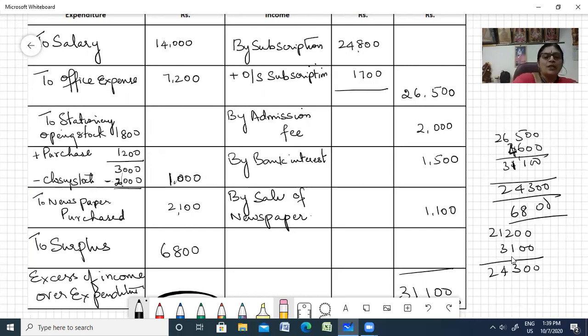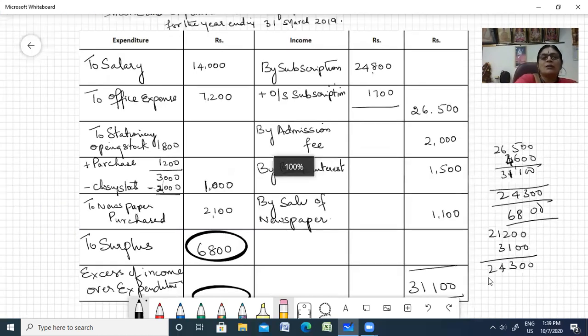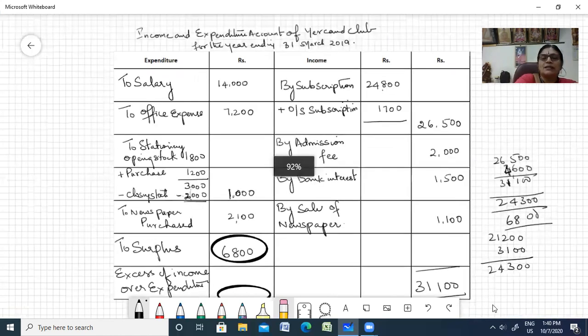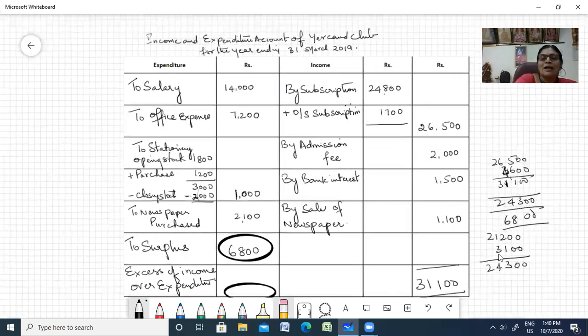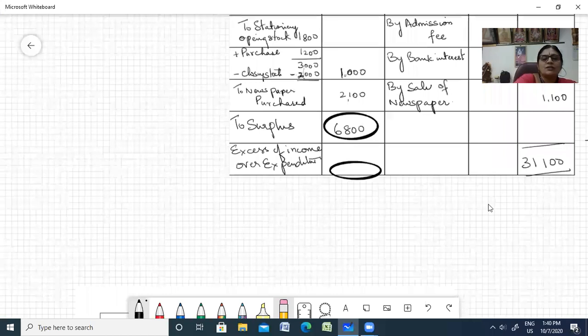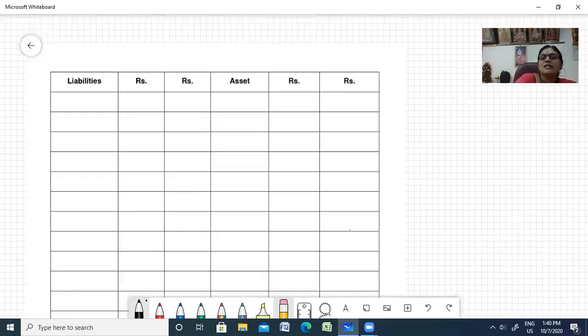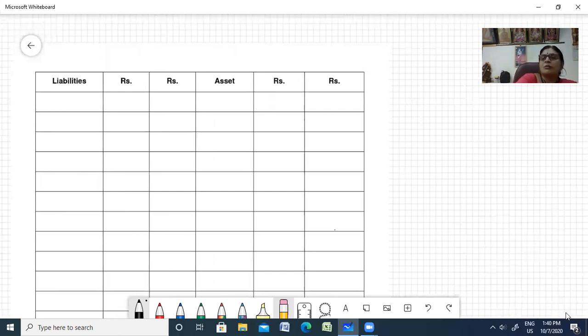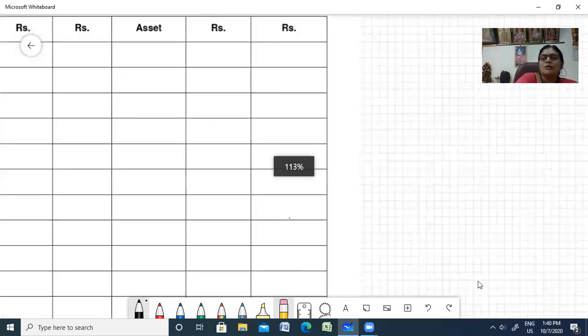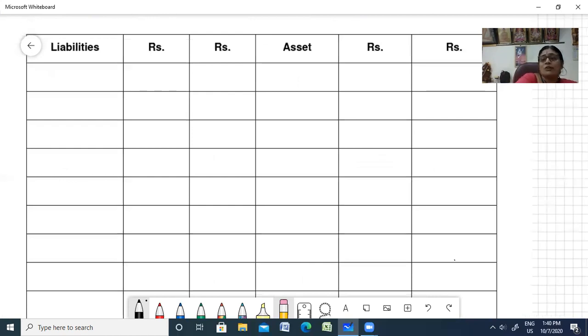Now that we got our surplus, this surplus has to be taken to the balance sheet. So now see, this is your income and expenditure account. We have completed this. Now we are going to the balance sheet. Let us prepare the balance sheet. We have 6,800. This is the figure that will be required when you're doing your balance sheet, because you have to add it to your capital fund.